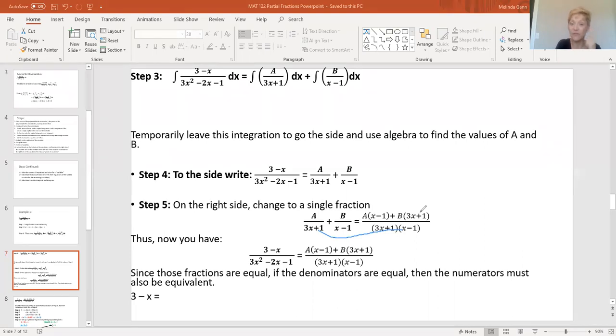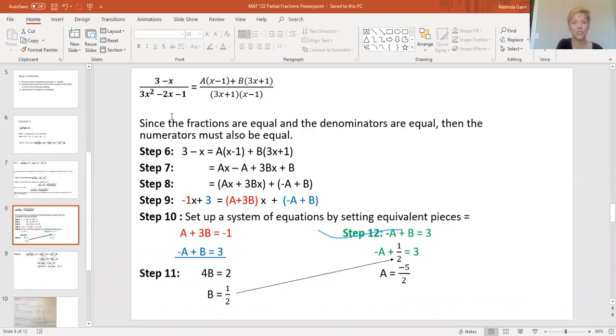So now I've just got this new fraction. Now notice, this is the same thing as this denominator. This is just factored form. If you multiply this denominator up, you're going to get 3x squared minus 2x minus 1. So this fraction is equal to this fraction. So if those denominators match, then that forces those numerators to match. So now all I've got to do is go work with my numerator.